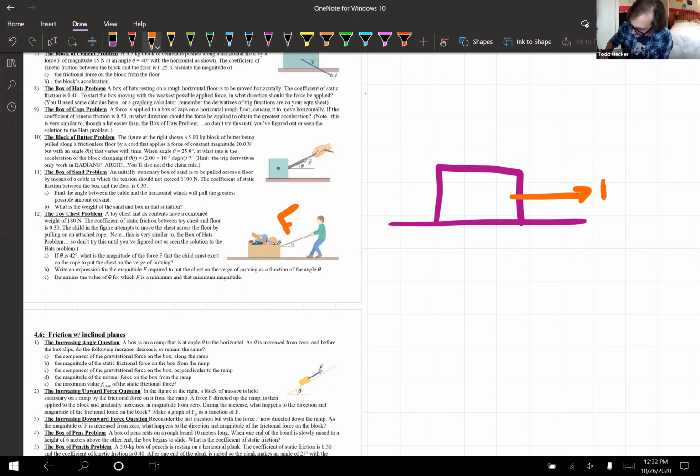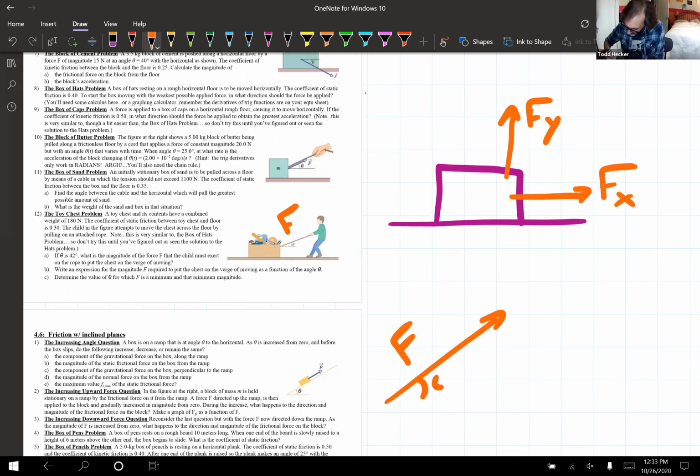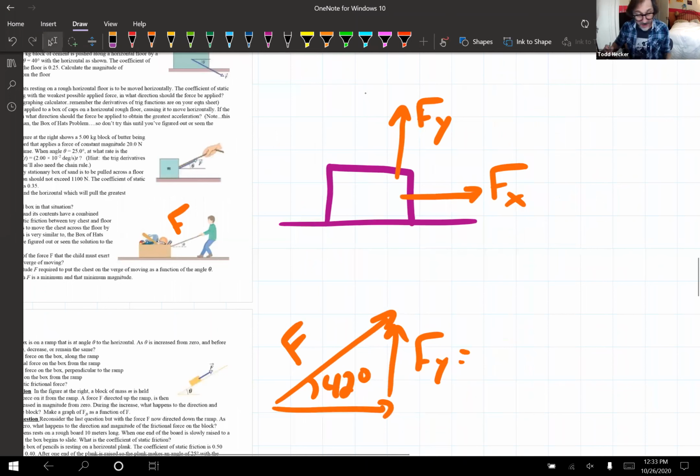So that's going to have two components. The kid is going to be pulling in the X direction and he's going to be pulling in the Y direction. And that's what we're looking for, right? That force, F. So we want to write all of our components in terms of that. The problem tells us that the force F is being exerted at an angle of 42 degrees. So that means that our Y component is F times the sine of 42.